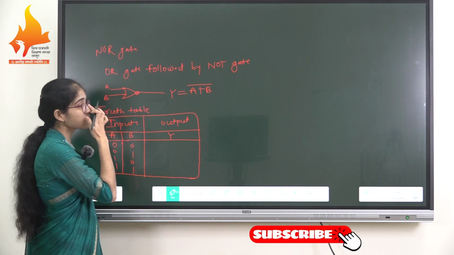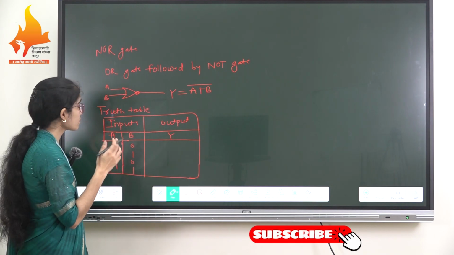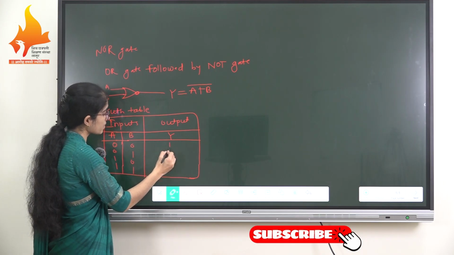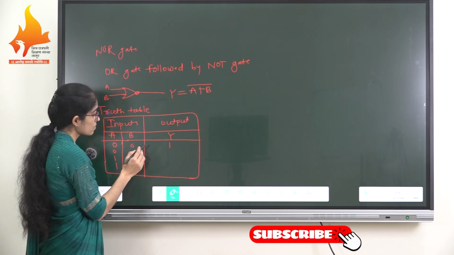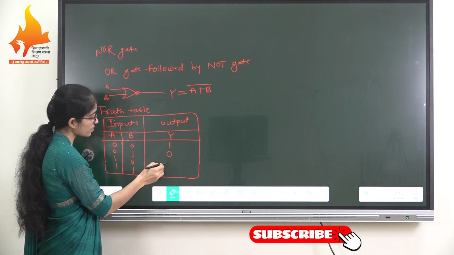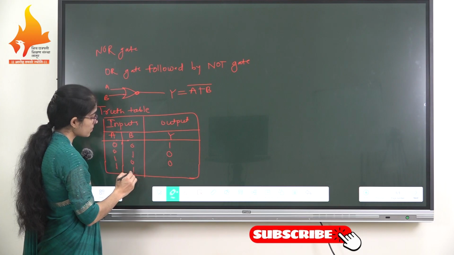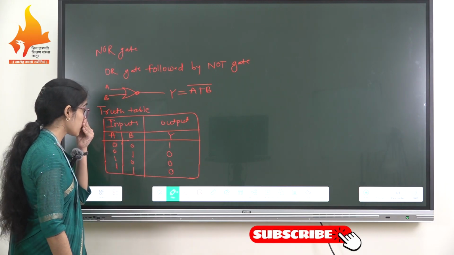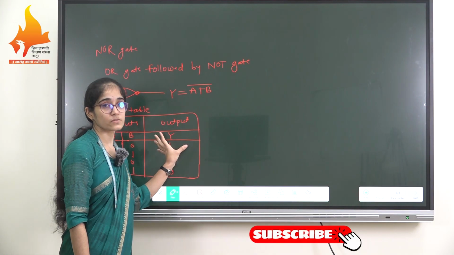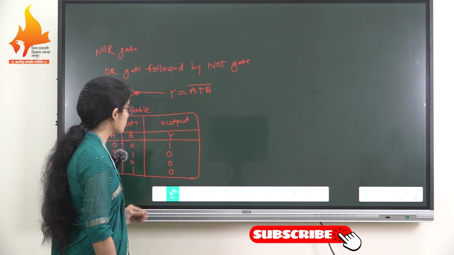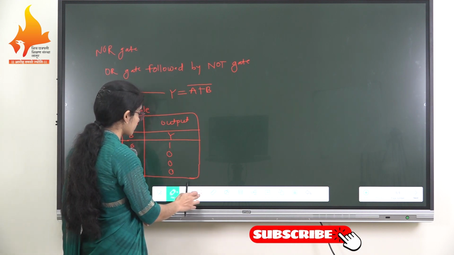Here it gives the output as addition and complement. Then 0 plus 0 is 0 and its complement is 1. 0 plus 1 is 1 and its complement is 0. Next, 1 plus 0 is 1 and its complement is 0. 1 plus 1 is also 1 and its complement is 0. This truth table shows the total inverse or complement of the OR gate.